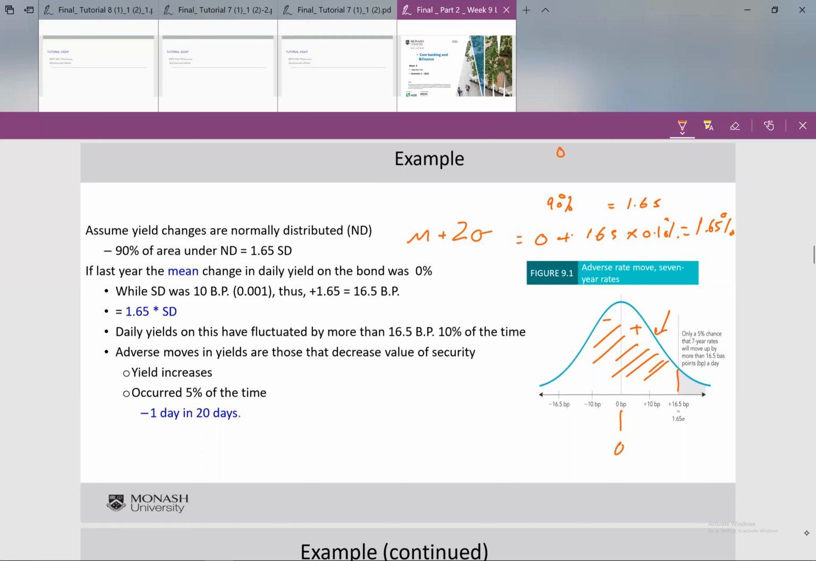If last year the mean daily change was zero, and if it is a return, it will be zero. Now, the standard deviation is 10 basis points, thus the change is 1.65. So the daily yield will have fluctuated more than 1.65 of the time. This is if it fluctuates more than that, okay? So the adverse moves in the yield are those I'm talking about.